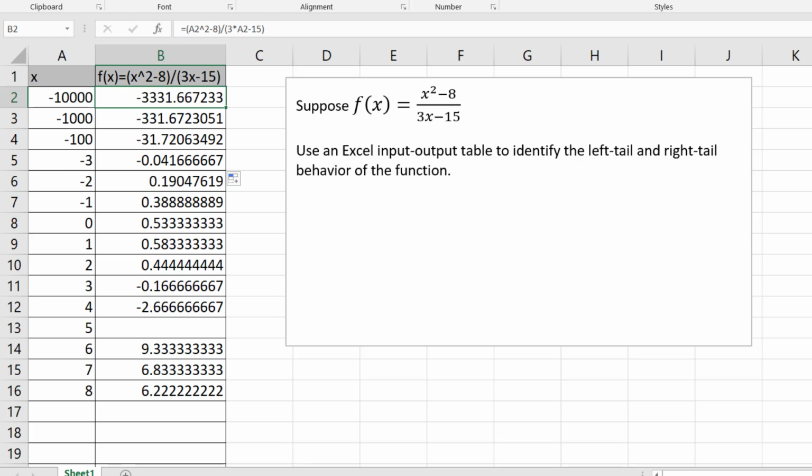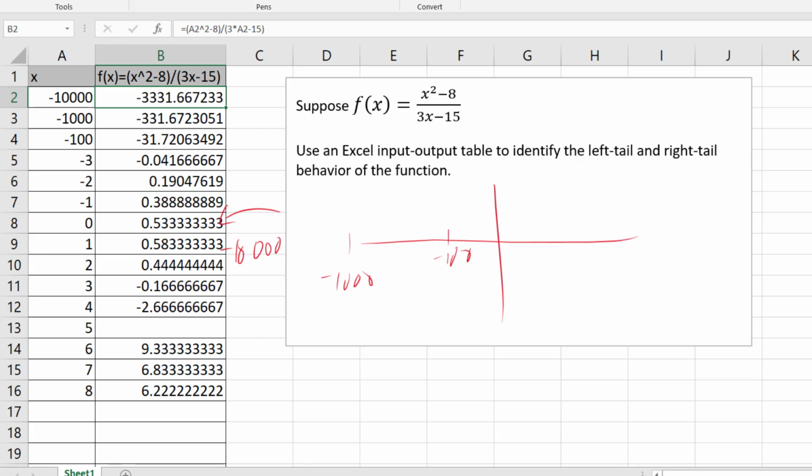If you think about what this would look like on the graph, we're saying as you go to negative 100, then negative 1,000, then way down there to negative 10,000, which would be off my screen, the y value is negative 31, then negative 331, then negative 3,331. Again, that would actually be much lower than that, way off my screen, plunging downward towards negative infinity. So on the left tail, the function f of x diverges towards negative infinity.